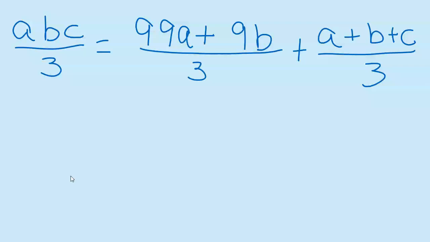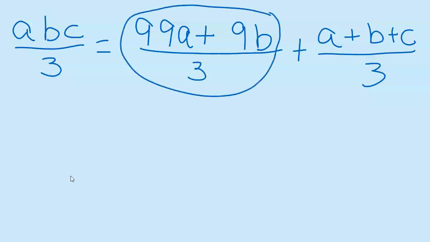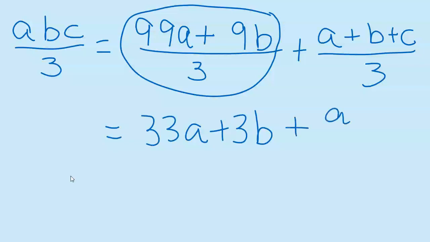Now, if we look carefully over here, we can simply do a little bit of arithmetic, some elementary algebra, and divide each of the terms in the numerator by 3 to get 33A plus 3B plus, and then we have the A plus B plus C all over 3.